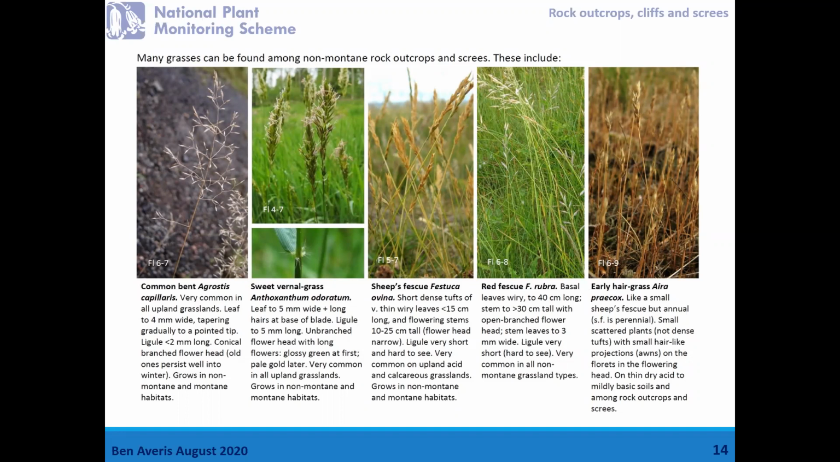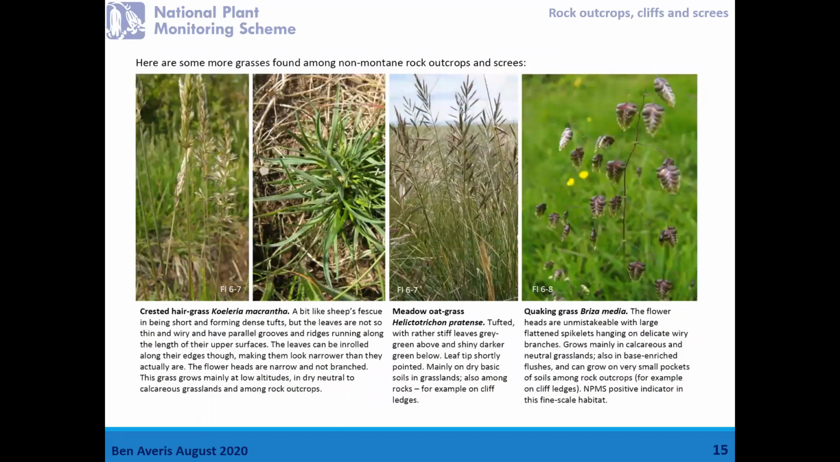So it's not surprising that early hairgrass can be among rocks, because it grows particularly well where the soils are really thin and dry. Certain kinds of grasslands in the National Vegetation Classification, I think a kind called U1 and also CG7, are grasslands on rocks, on very thin, dry soils, often among rocks. So early hairgrass is very commonly associated with rock. Okay, the next slide has some more grasses.